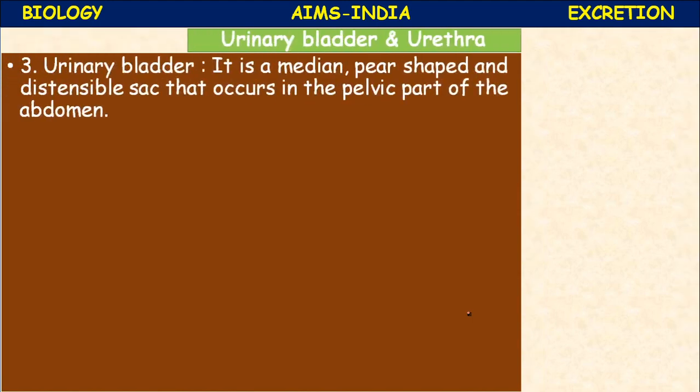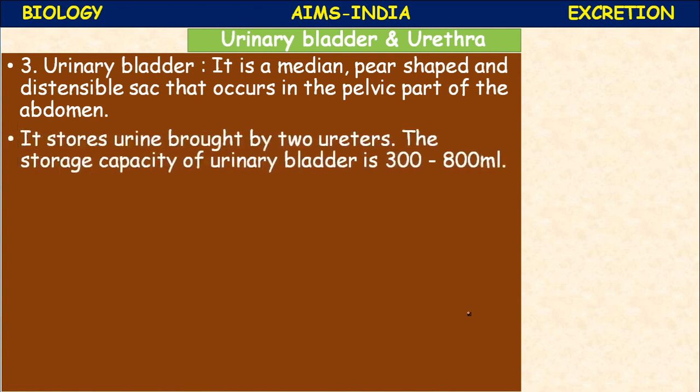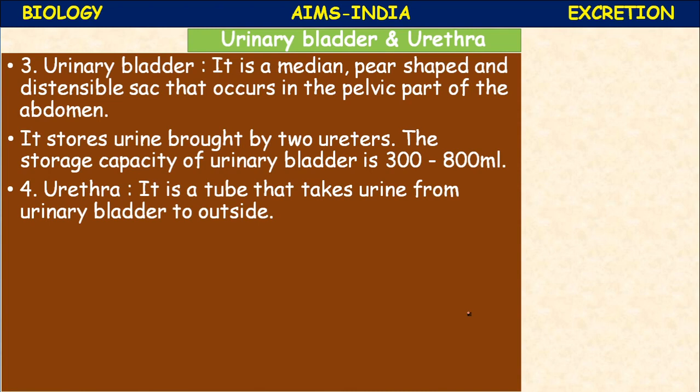Next, urinary bladder and urethra. The urinary bladder is the median, pear-shaped and distensible sac that occurs in the pelvic part of the abdomen. It stores urine brought by two ureters. The storage capacity of the urinary bladder is 300 to 800 ml of urine. It is an elastic, sac-like structure. Some special epithelium, transitional epithelium, is present, so with the help of that, the urine can be stored temporarily.